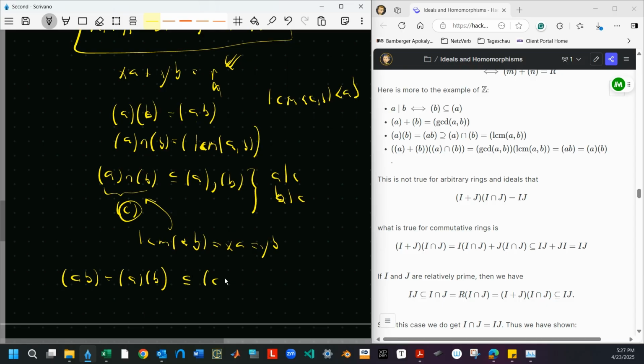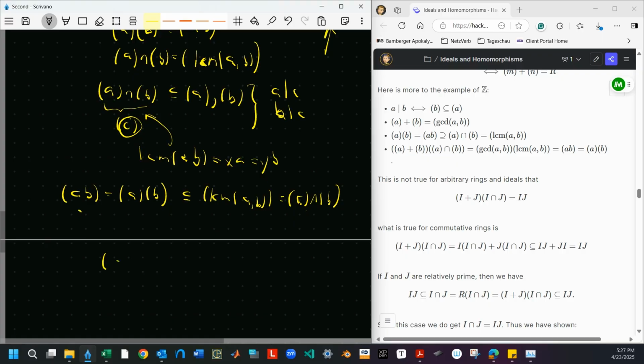This is the LCM of A and B, and so this is equal to A intersect B, right? So generally, A intersect B can be bigger than AB, specifically when the LCM is not the same. So in fact, what we get here is that the ideal AB equals A intersect B if and only if A and B are relatively prime.